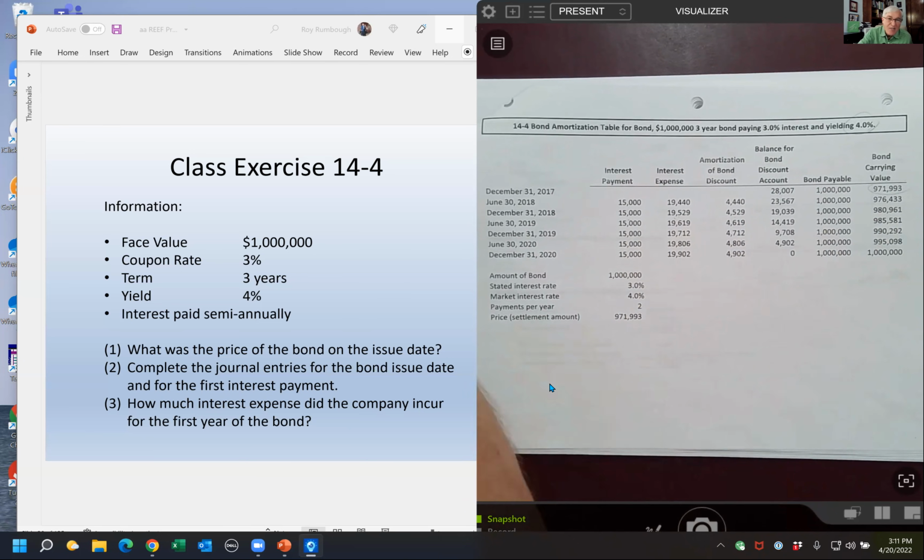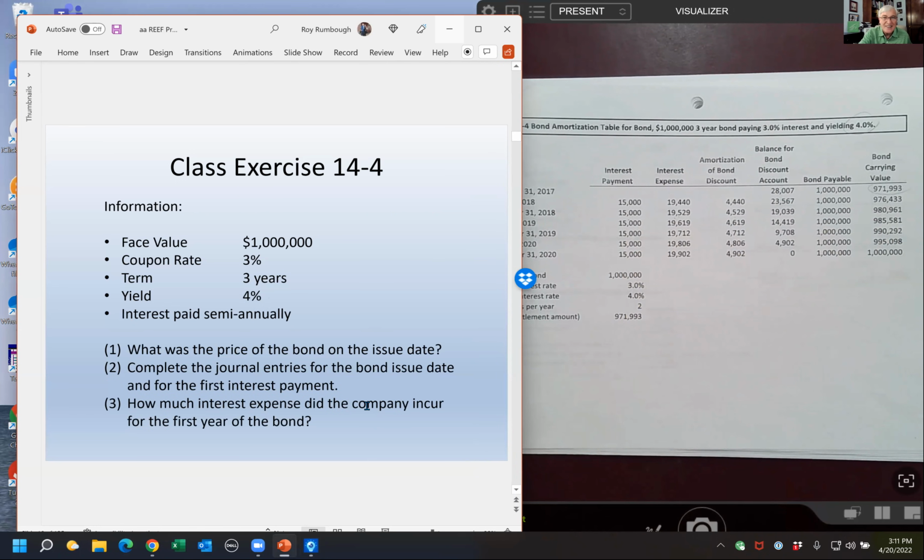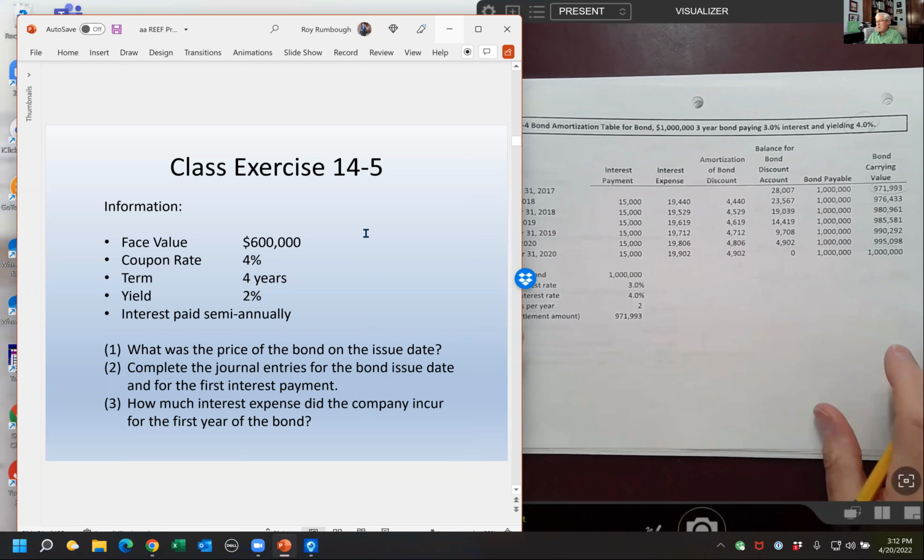All right, I've got one more of these. It almost seems like too much, but I've got it here. And this one, look at it here. We're paying more than the market rate. So this is another premium example. That would probably be worth maybe doing.